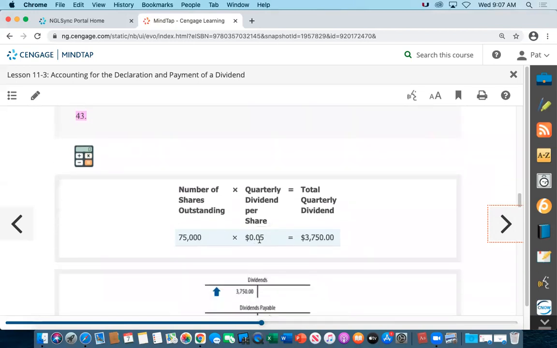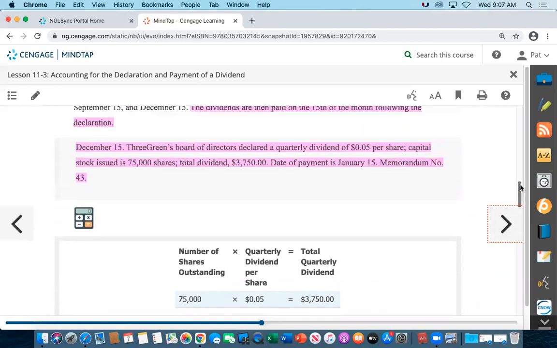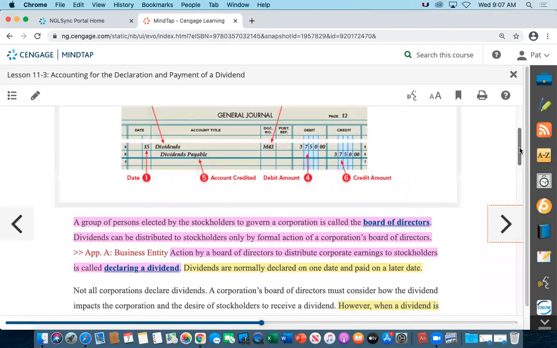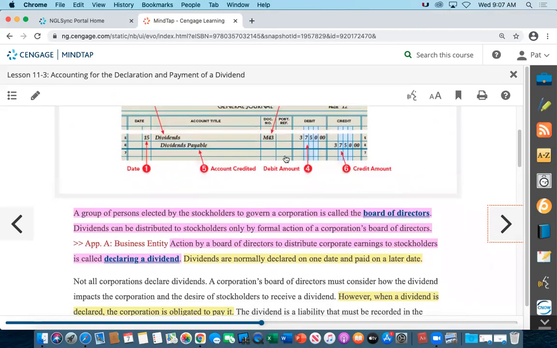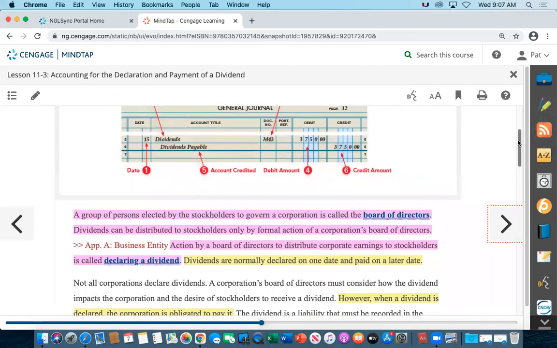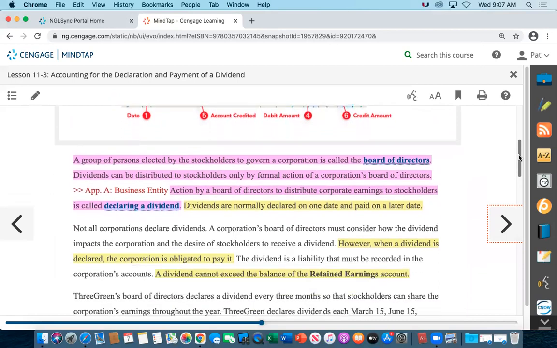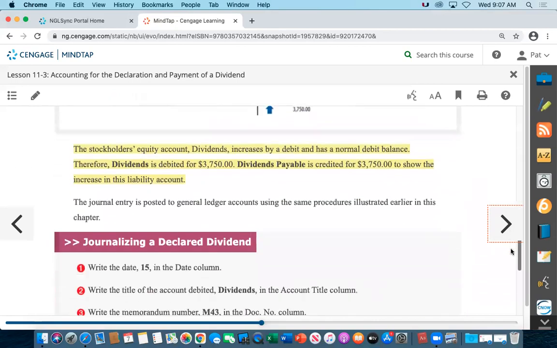So this is how you'd figure it out: 75,000 times $0.05, because that's how much you're going to pay out. You debit dividends, and we're going to credit an account called dividends payable, the liability for paying the dividend. But this dividend debit will lower retained earnings. You guys understand that? Okay. Good.